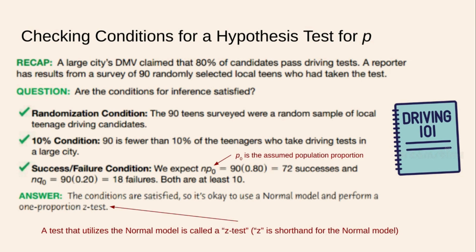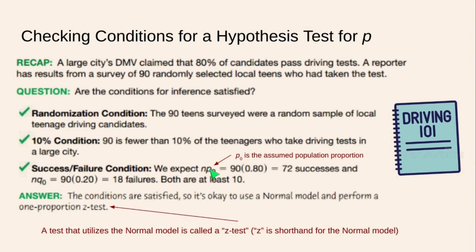Now, if this were a small town, we may not be able to make that assumption, but we can make this assumption. Success-fail condition. Pay close attention to this one. We expect n times p sub 0. What is p sub 0? P sub 0 is the assumed population proportion. Remember what that is? That's the 80%, okay?